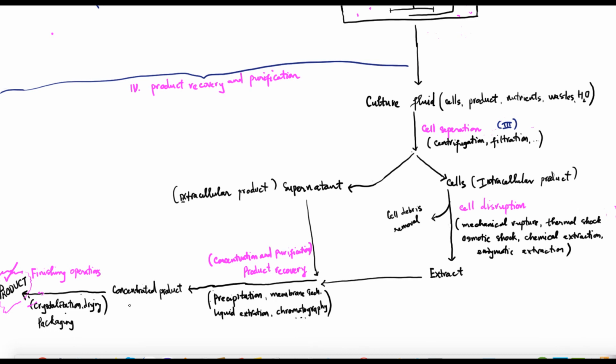So to make the product ready for packaging, we can use a crystallization or drying method. Then, this step is called the finishing operation, and then we get the final product.